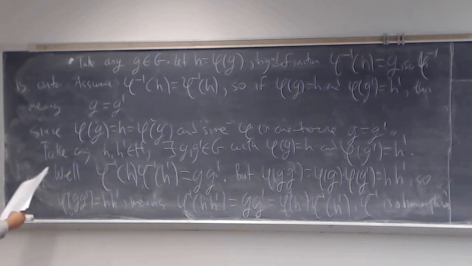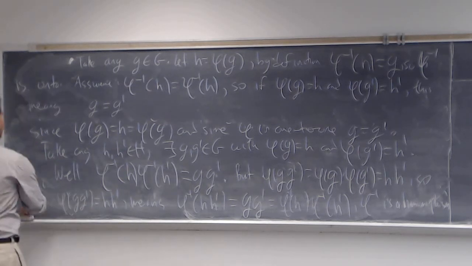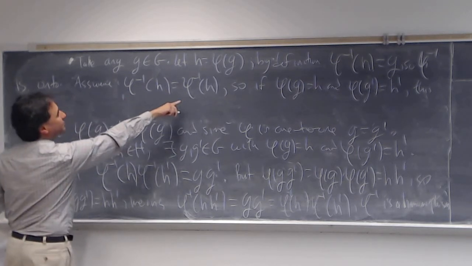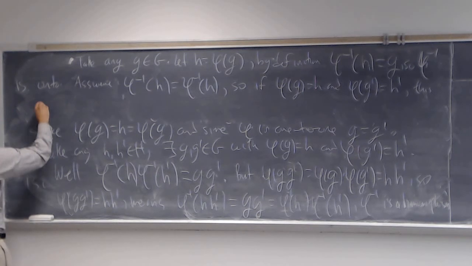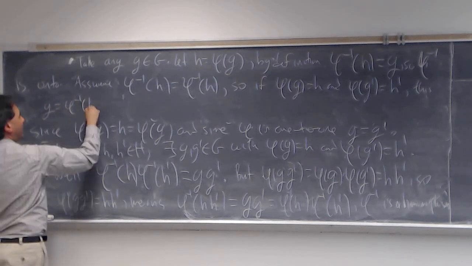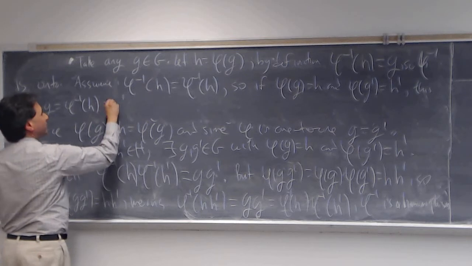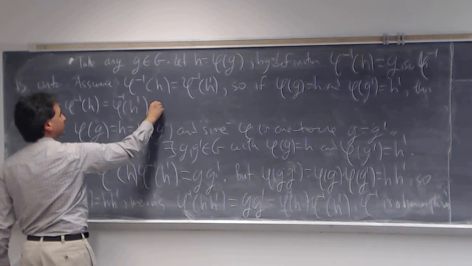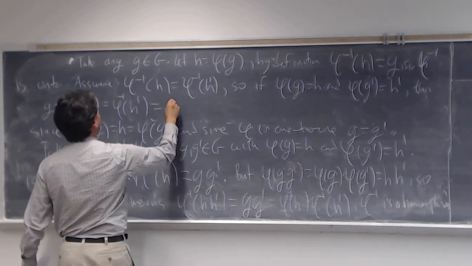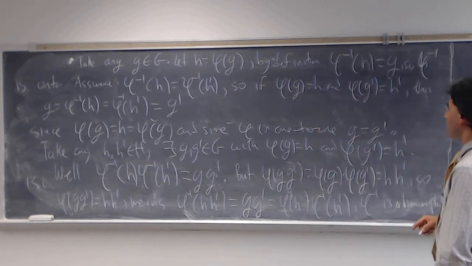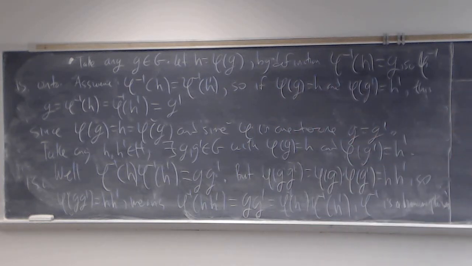So let's see. Actually, what would this say? Let me say here. So remember what our assumption is, right? We haven't used our assumption yet. So thus, we would have that g is phi inverse of h. But if we're assuming that's phi inverse of h prime, which we saw as g prime. So we have that assumption.